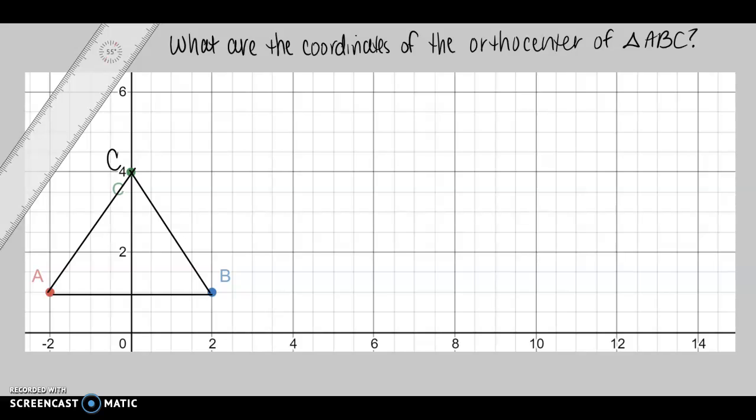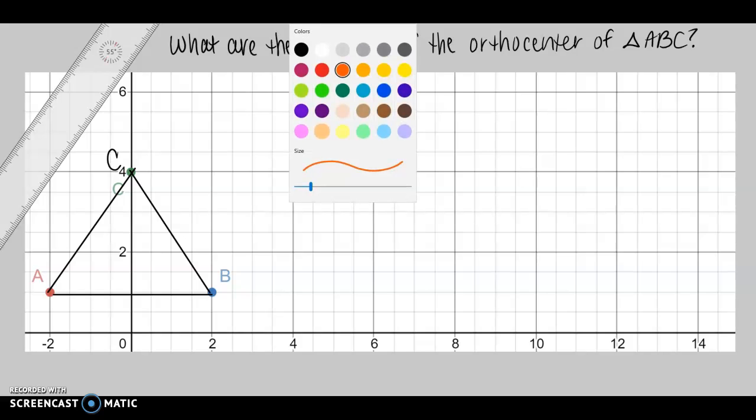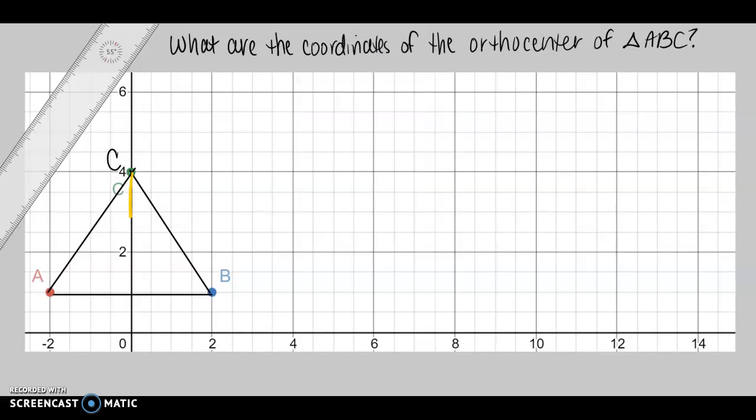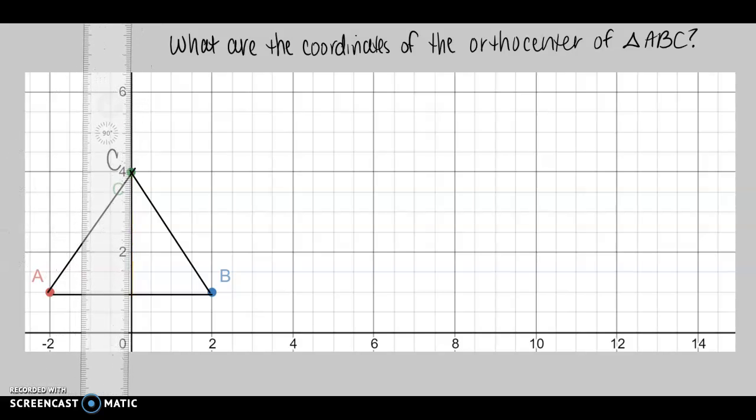Okay, so what we're going to do is use the slope of CB to find the altitude that comes out of A. Before we do any of that though, let's just be happy that we have one altitude already popping. From C, we're lucky that one of our altitudes is actually one of the axes. It's on the grid line because AB is a horizontal line.